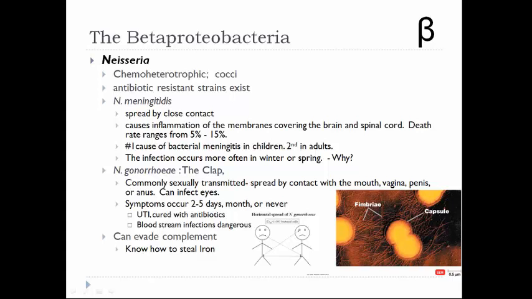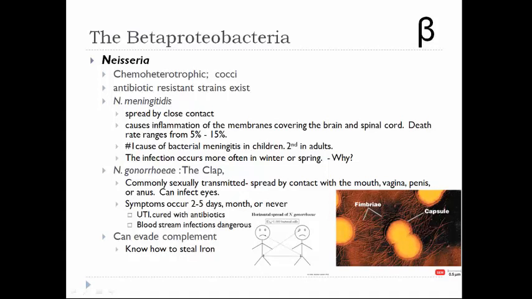So, gonorrhea. Now, gonorrhea is commonly sexually transmitted. It's spread by contact with the mouth, vagina, penis, or anus, and it can also infect your eyes. Symptoms occur 2 to 5 days later, or a month later, or never, which is very bad about gonorrhea. Gonorrhea is very difficult to stop its spread because people who have it may never know they have it and don't take the precautions.